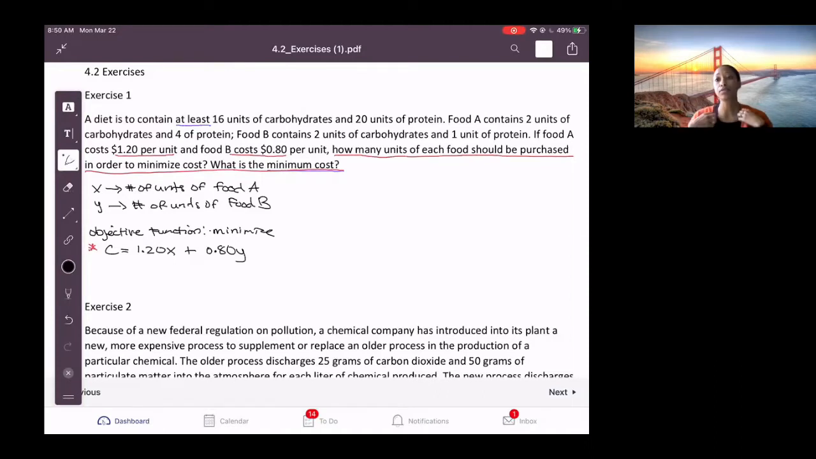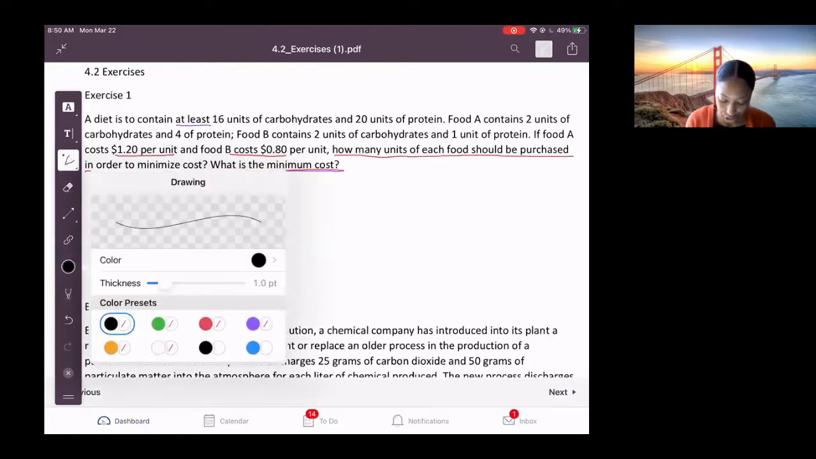You'll always have in these types of problems, maximize or minimize something. Whatever you're maximizing or minimizing, that is your objective function. And you should be given information in the problem to write out that objective function. So here we were told the cost of each food, food A and food B. All right, now for the fun part, the constraints.